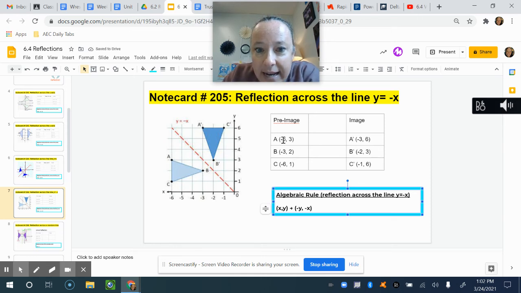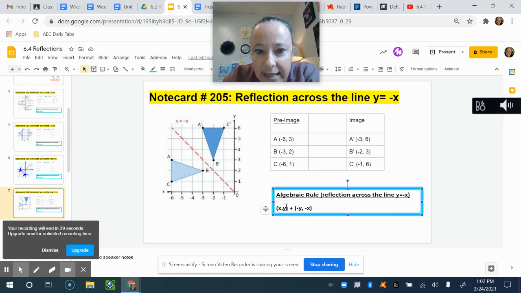Weird. Think about it. Negative 6, we would change its sign, make it 6, and then put it in the y spot. There we go. So this algebraic rule might be a little tricky for some of you to really comprehend, but hopefully you're soaking it in and you understand. Look at (-3, 2). If we're looking at it this way, we'd put the x over in the y spot and change the sign. So negative 3 over in the y spot and change the sign. We put the y over in the x spot and change the sign. And that's what we're doing. So pause, think about note card 205 and finish it up.